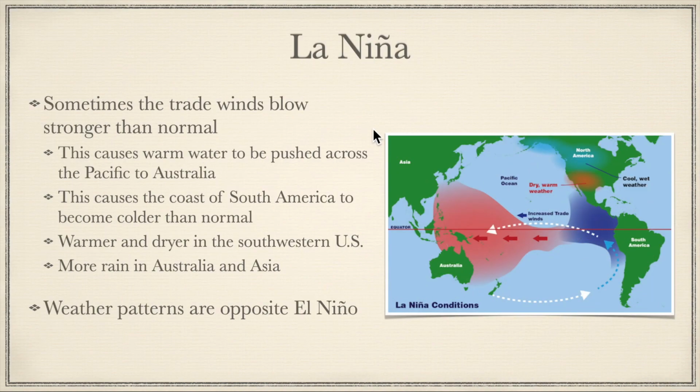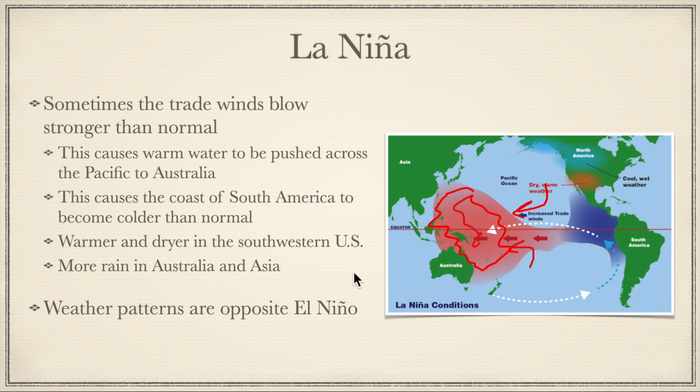Now we have the opposite of that. We call it a La Nina. Now sometimes the trade winds blow stronger than normal. So remember, our trade winds are blowing south towards the equator or north towards the equator. Either way, they're moving towards the equator, but they blow stronger than normal. And what happens then is we push more and more of this warm water over into the Western Pacific. And then this basically causes the coast of South America to become colder than normal.